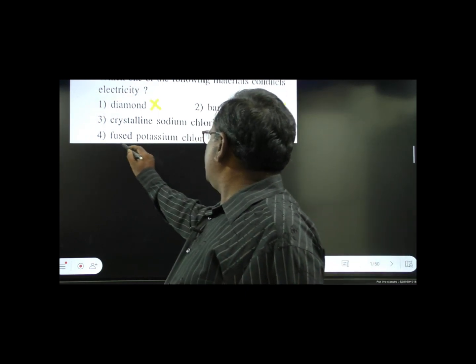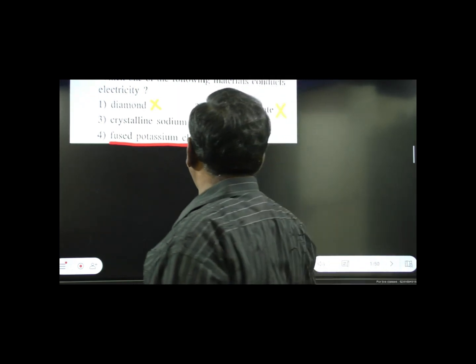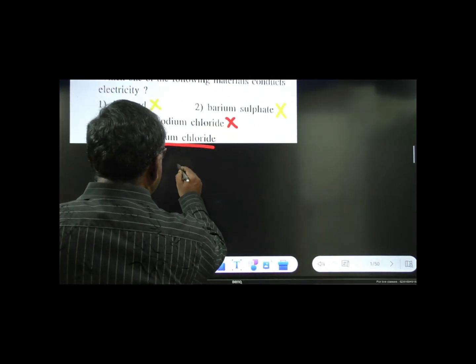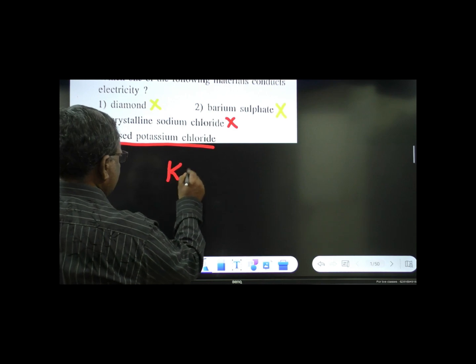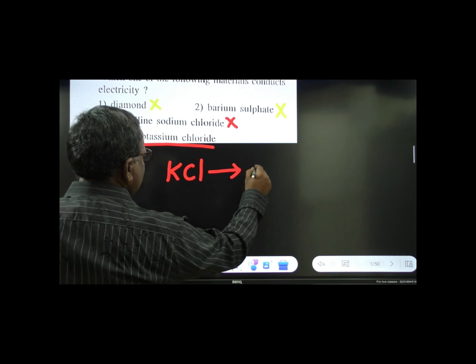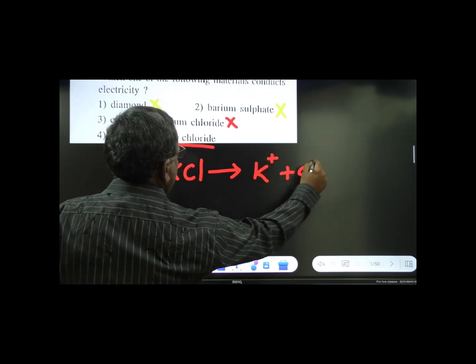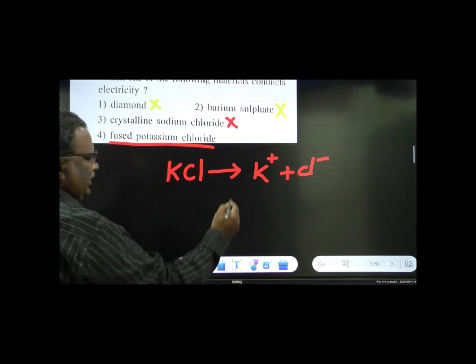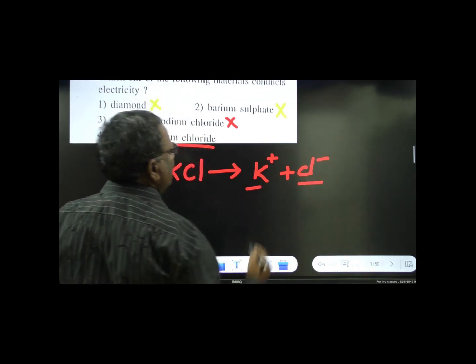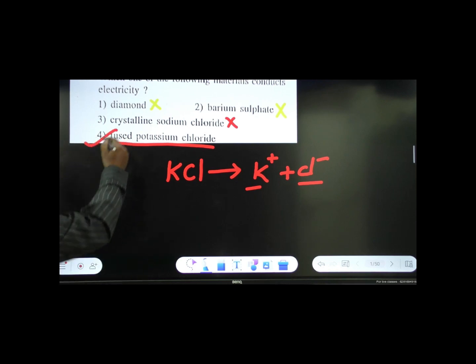Here the fourth option is fused potassium chloride. Fused potassium chloride means ionic compound KCl in its fused state or in aqueous solution, it ionizes to give K plus ions and Cl minus ions. So here free ions are available, that's why it can conduct electricity. So fused KCl is the right option.